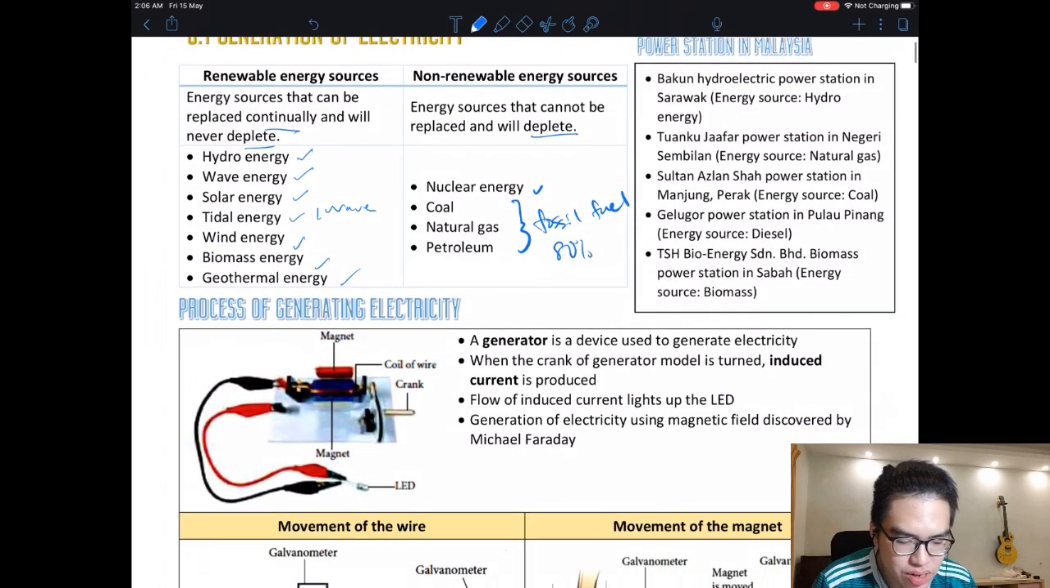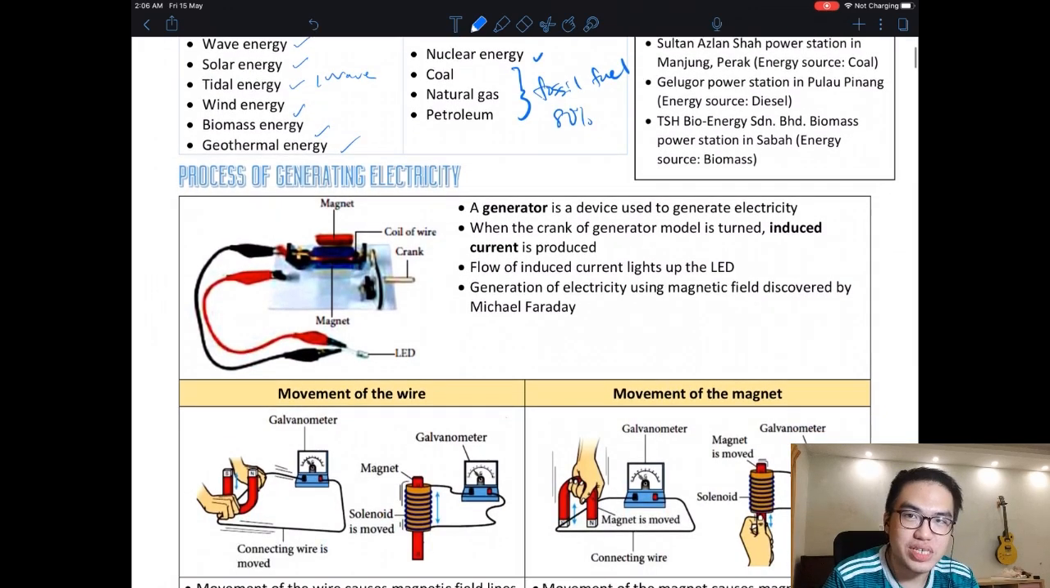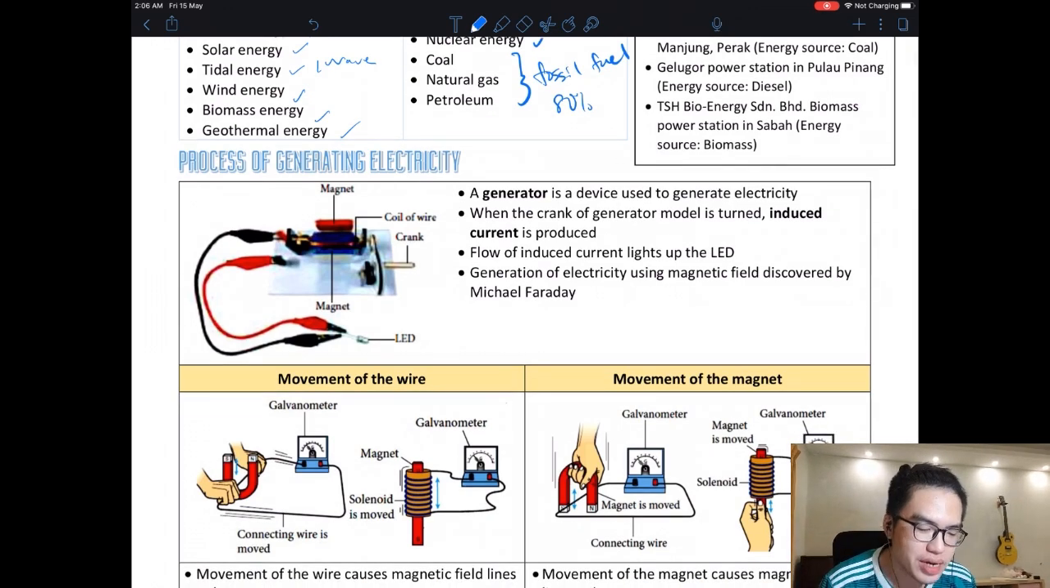So how do we generate electricity? Let's look at the basic concept. Something that generates electricity, we call it a generator.